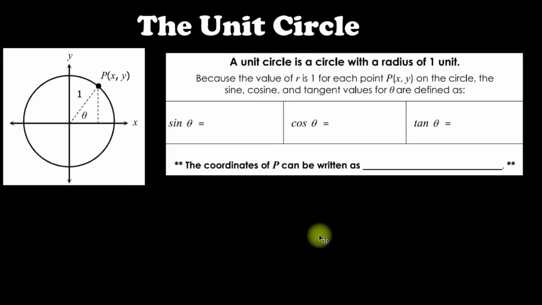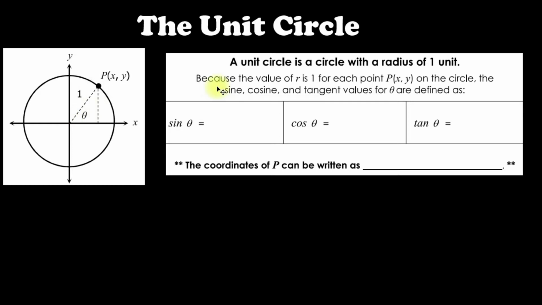In this lesson, I'm going to show you guys how to work with the unit circle, the special angles, and to use the reference angles to find trig values. Now, a unit circle is a circle with a radius of 1 unit. If you look at the diagram to your left, you have a circle with a radius of 1. So this is your radius. It's 1 unit from the center of the circle.